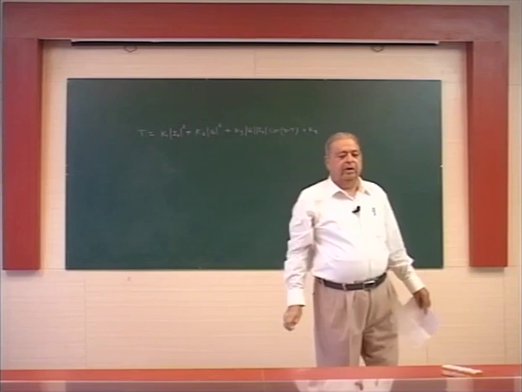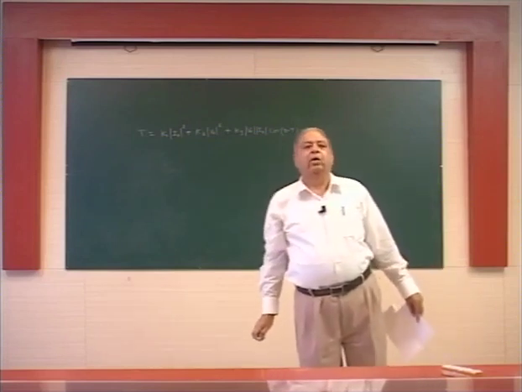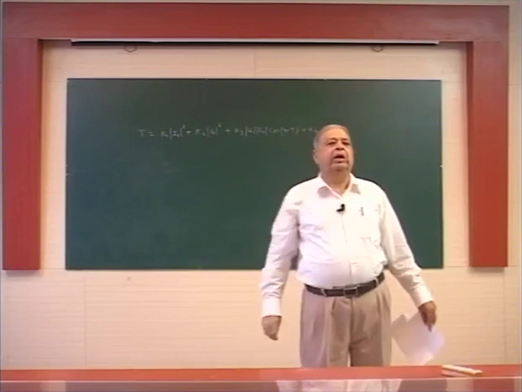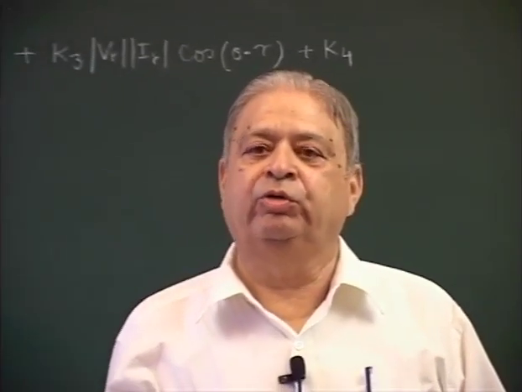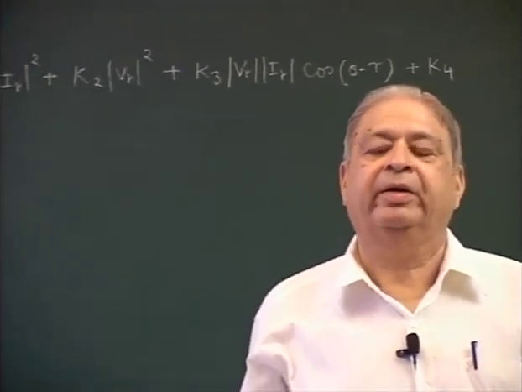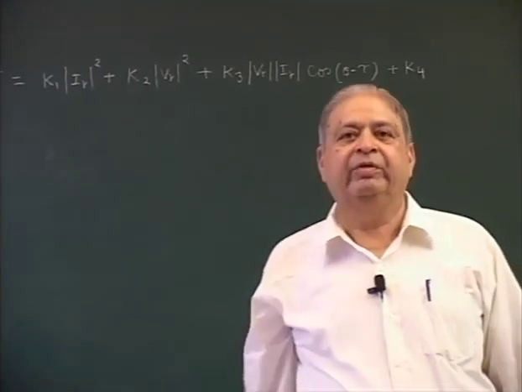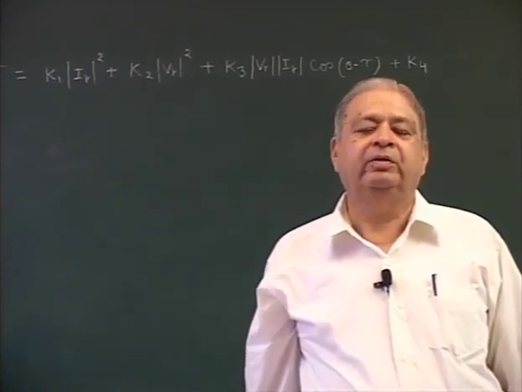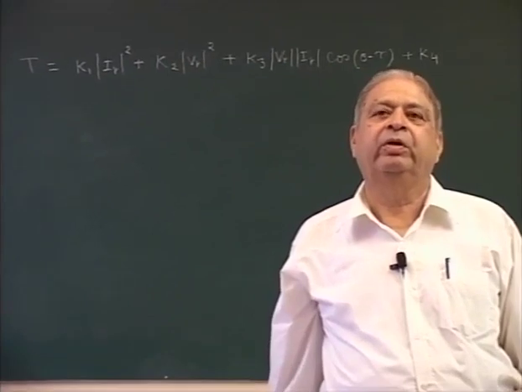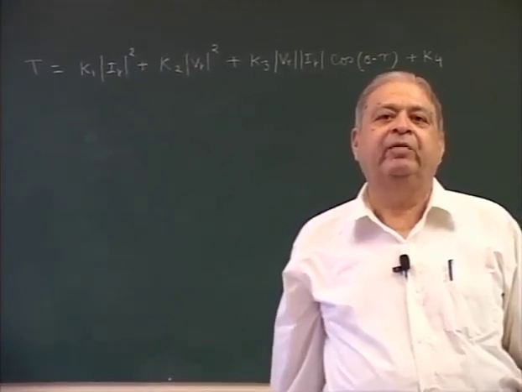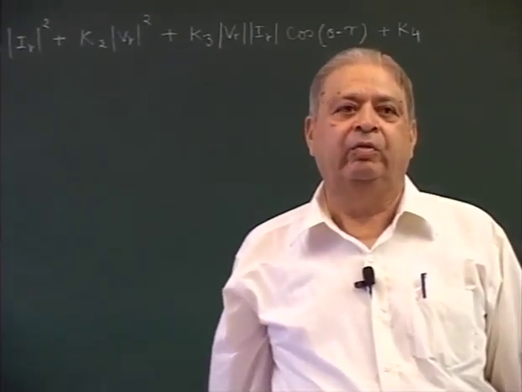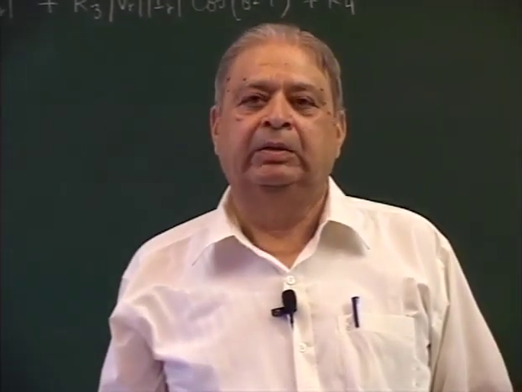That is, any method of comparing the operating signal and restraining signal we make use of, we can always represent it by this equation. T is the operating torque. So if T is greater than 0, the relay will operate. If T is less than 0, that is negative, the relay will not operate.